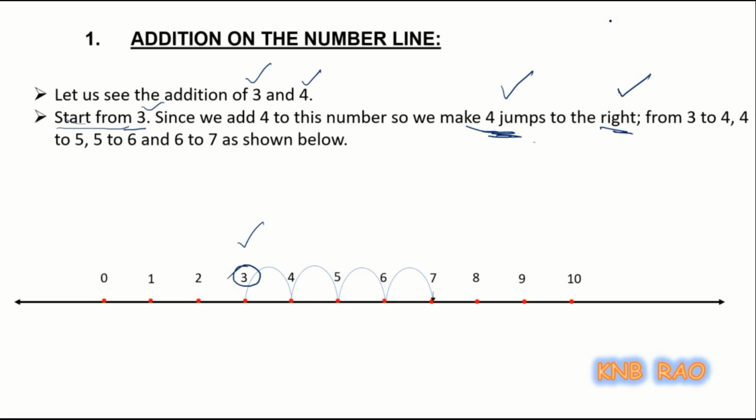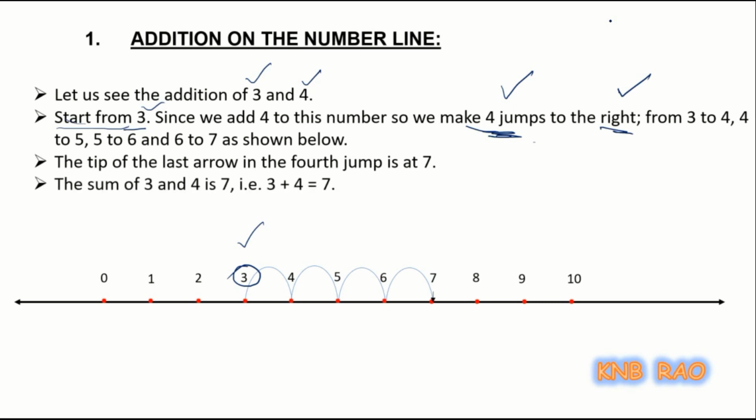Now where have you reached? I have reached 7. So the tip of the last arrow in the 4th jump is at 7. Therefore the sum of 3 and 4 is 7. So this is how we do addition on number line. I hope you have understood. You will be given some more examples in later stages. If you work on them, it is easy too.